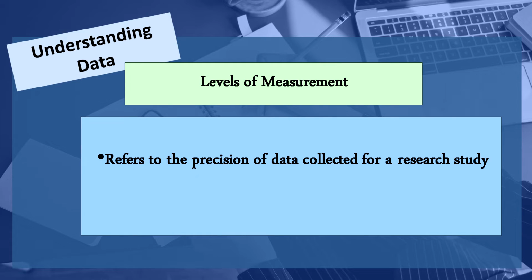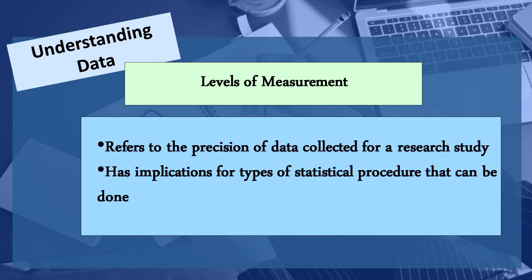Once you are clear about the understanding of the data, then you can handle your study in a much more meaningful manner. So data can be classified into basically 4 divisions. We call this levels of measurement. Levels of measurement refers to the precision of data collected for a research study, and what kind of data is required, and that particular data can be handled by a particular set of statistical tools. Once you know the types, you can use the particular statistical tools, and it has implications for the statistical procedure that can be done.